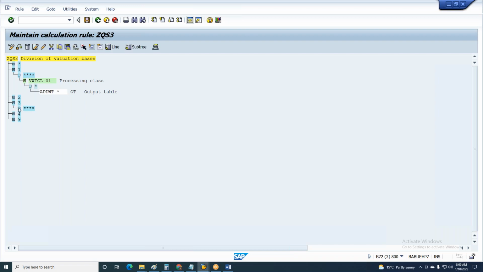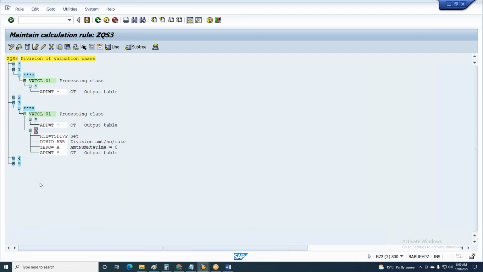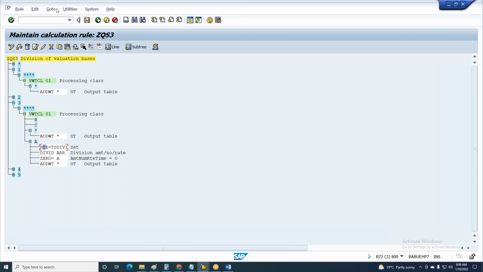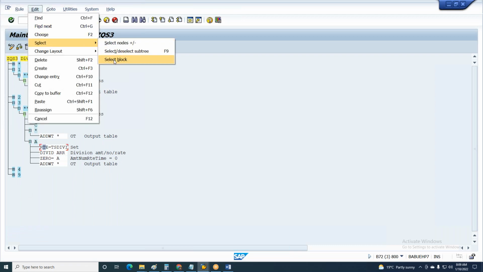But if I use processing class 01, I should use new specifications here. We need 3 specifications here. SAP has used only one as a template, but we can copy it. I put A here. This is TS, DAVA or DIVP, both are fine. Next one is B. Next one is C. We need 4 actually.